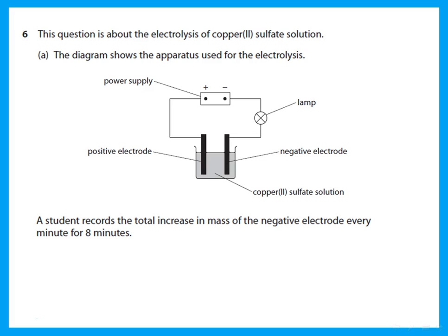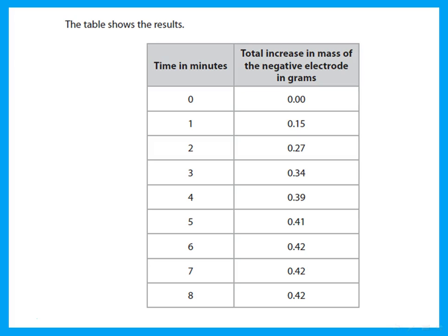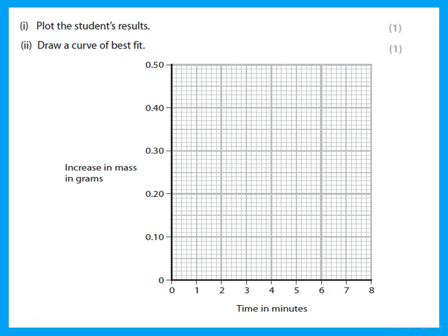This question is about the electrolysis of copper 2 sulfate. The diagram shows the apparatus used. A student records the total increase in mass of the negative electrode every minute for 8 minutes. So what he's doing is he's doing electrolysis of copper 2 sulfate. Remember, when we do electrolysis of copper 2 sulfate, it is the copper ions that deposit on the negative electrode. So the copper ions are going to gain electrons and cover the negative electrode. So he's measuring the mass of the negative electrode from the beginning till after 8 minutes.